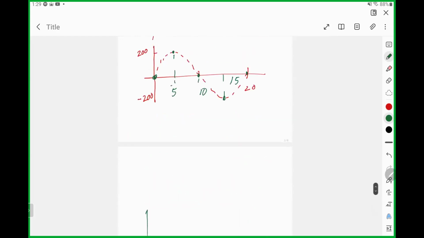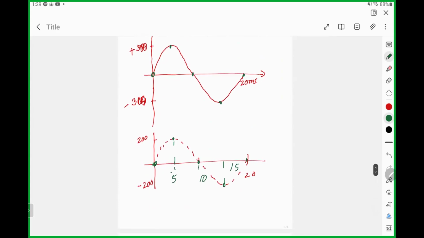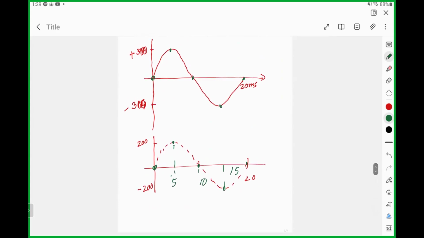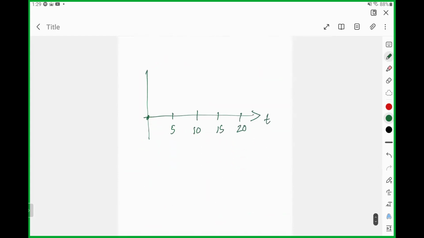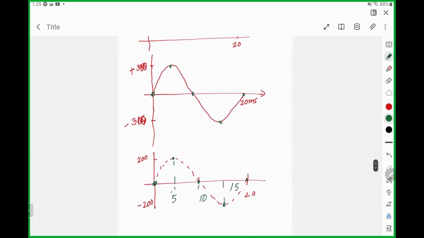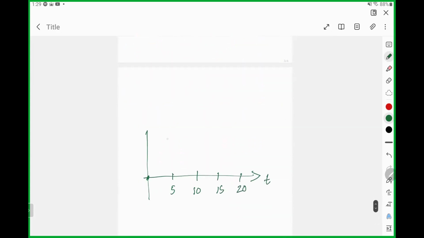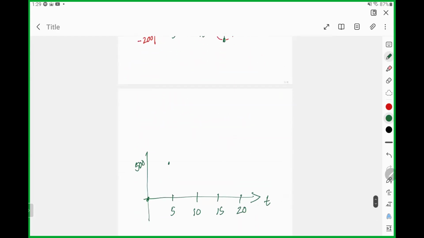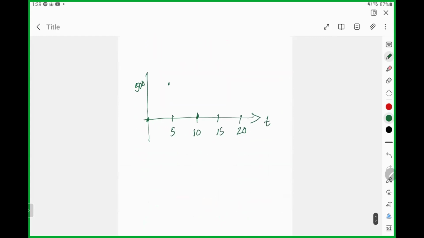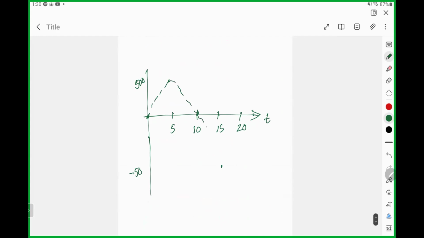Now at 5 millisecond, I have 200 here and 300 here. I will add them together because they are all positive, right? So I don't have any problem. I will add them together. That will become equal to 500. And then I have 0 again, that will become 0, and then here I will have negative 500, minus 500. Then I can add these numbers and it will look like this.